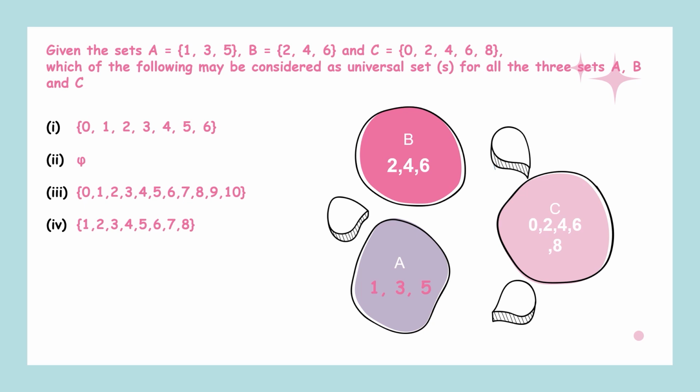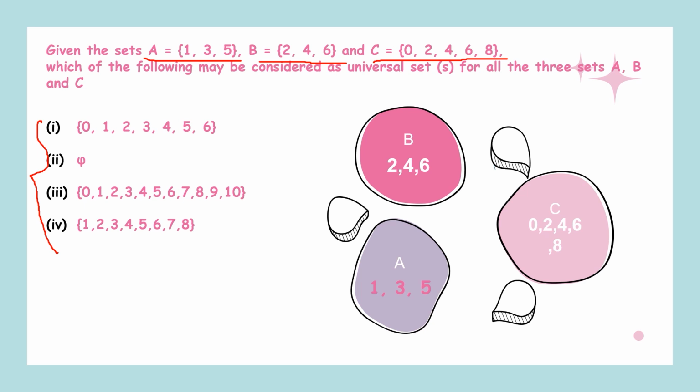See this question here. I am given three sets here. Set A contains elements 1, 3, 5, and set B contains elements 2, 4, 6, and set C contains 0, 2, 4, 6, 8. Okay, now these are the three sets I am giving to you. There are four sets given to me. My question is, which of the following may be considered as a universal set for all the three sets A, B, C? Now for all these three sets, I have to choose one set that should act as the universal set. What do you mean by universal set? The set which contains everything with respect to the context.